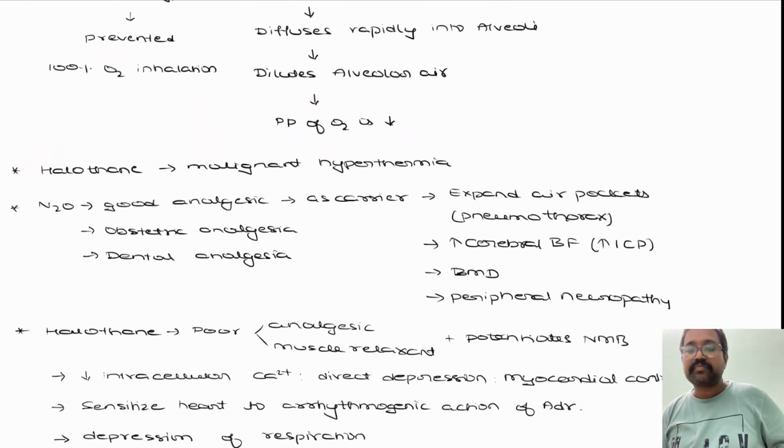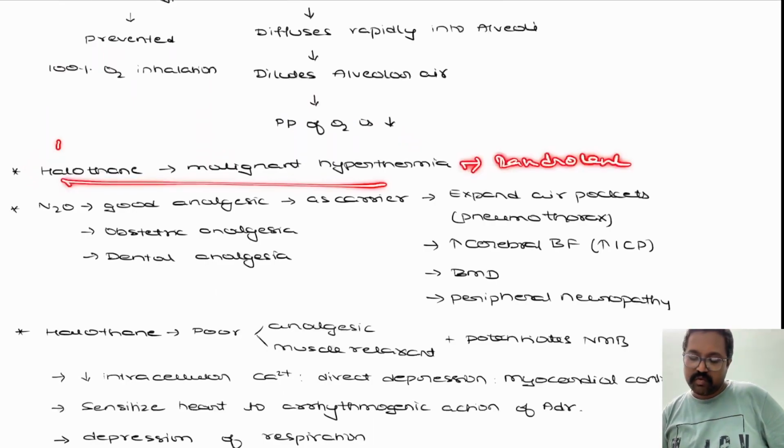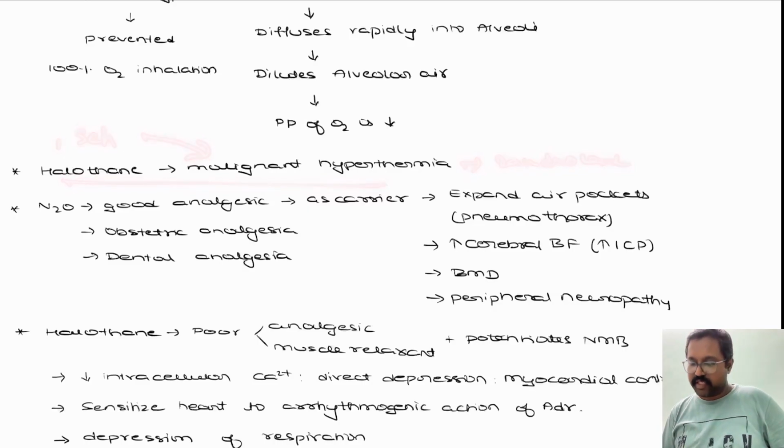One more general anesthetic which can cause malignant hyperthermia, and the drug of choice will be dantrolene sodium. One more skeletal muscle relaxant which causes malignant hyperthermia is succinylcholine.